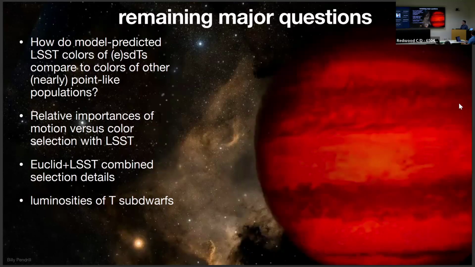And then one thing which I think LSST could help a lot with is the luminosity of these very cold and low metallicity objects, because right now we only have a parallax for one of them. But putting these things on some sort of luminosity scale would really help us to understand the volume density of these objects, or make predictions for how many we're going to see in different surveys like LSST, Roman, and Euclid. So thank you.